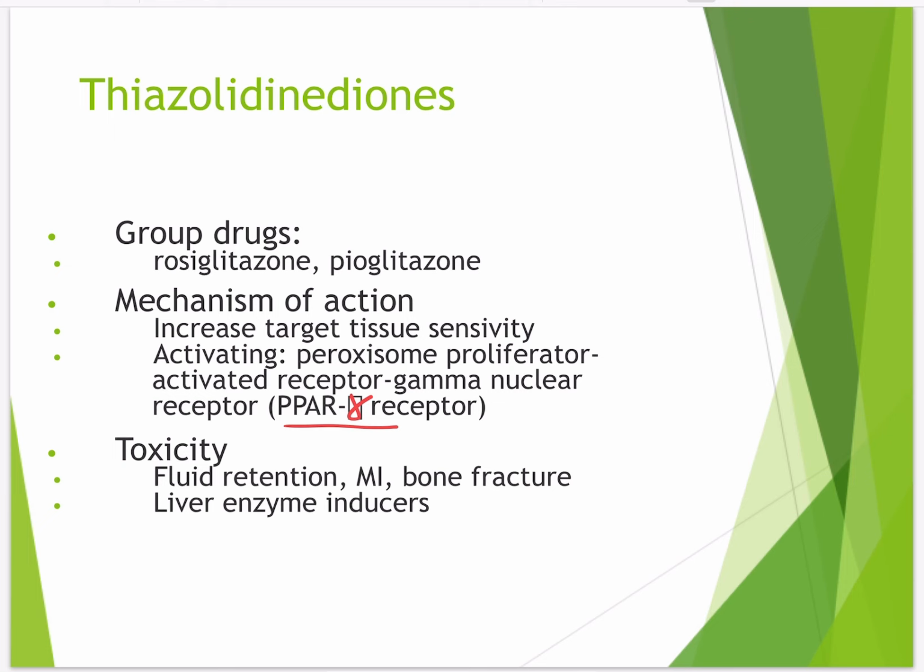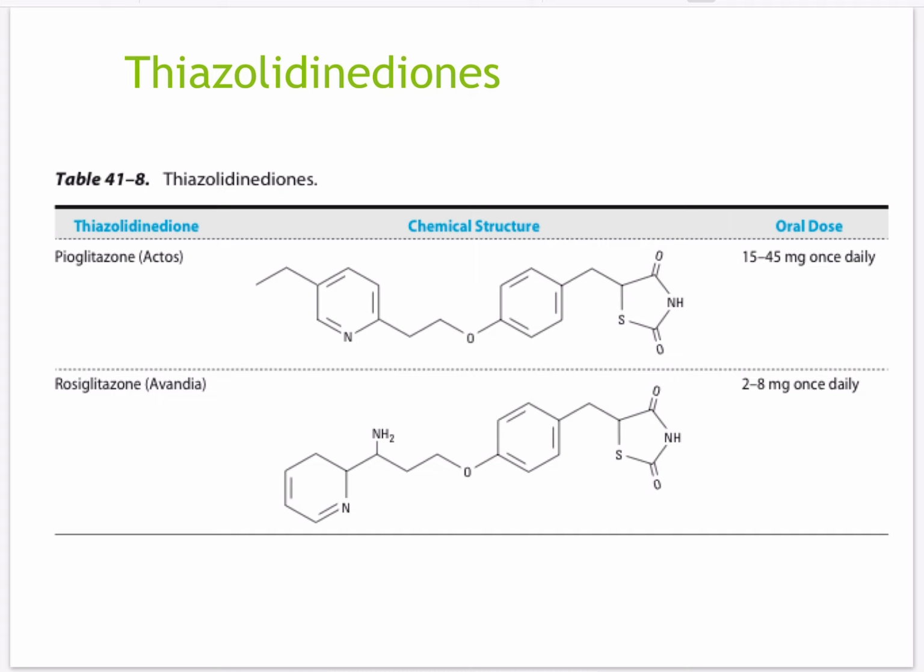These drugs are important because they can affect mainly the adipose tissue, and in terms of toxicity, they can cause fluid retention, myocardial infarction, bone fracture, and liver enzyme induction, which are some of the important problems. As you see, we can see two types of this drug here, and this drug also has adverse effects or side effects.